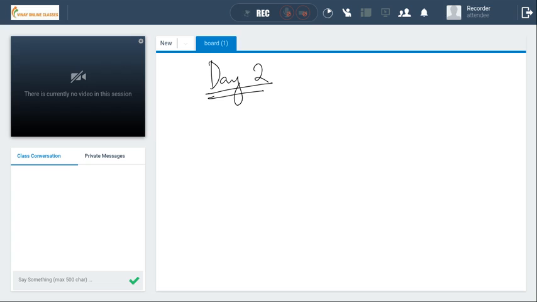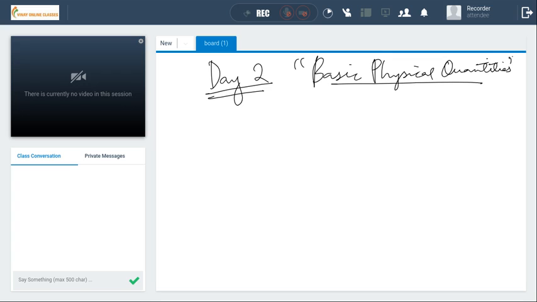Today, we're going to continue some basic concepts of chemistry. Now, today we're going to study about some basic physical quantities. Okay, so what are the basic physical quantities which we use?